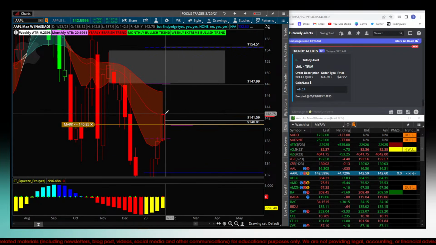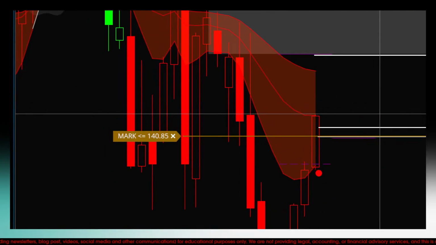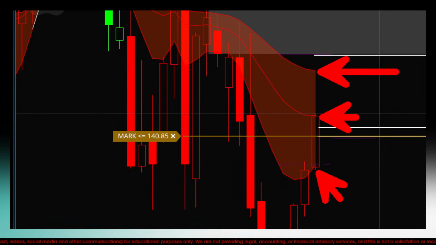But right now we are at resistance. Everybody see that? Let's go ahead and zoom in. You got a part of your EMA cloud. See these EMAs right here? Each one of these you can actually use as a target. And right now we're coming into that second EMA.